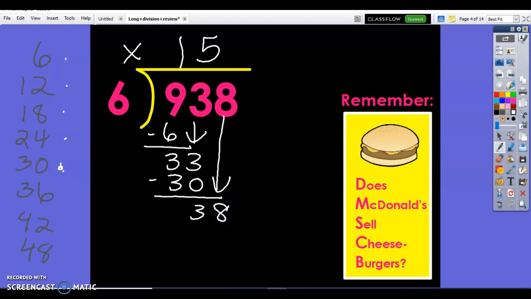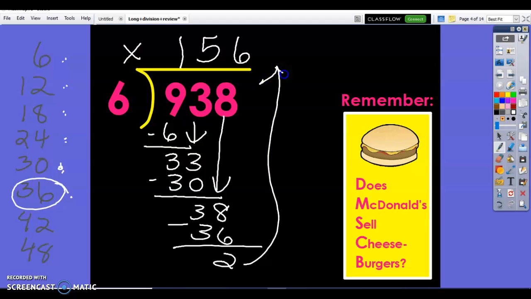6 divides into 38 right here. I count 1, 2, 3, 4, 5, 6. 6 times 6 is 36. Subtract, 2. I have nothing left to bring down, so I'm going to bring it back up for a remainder of 2. Let's try another one.